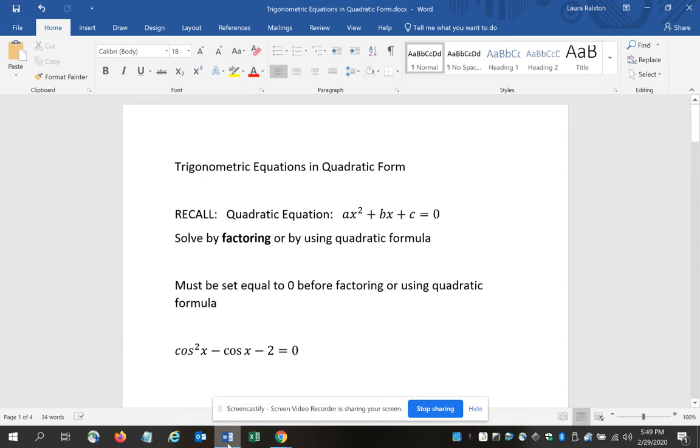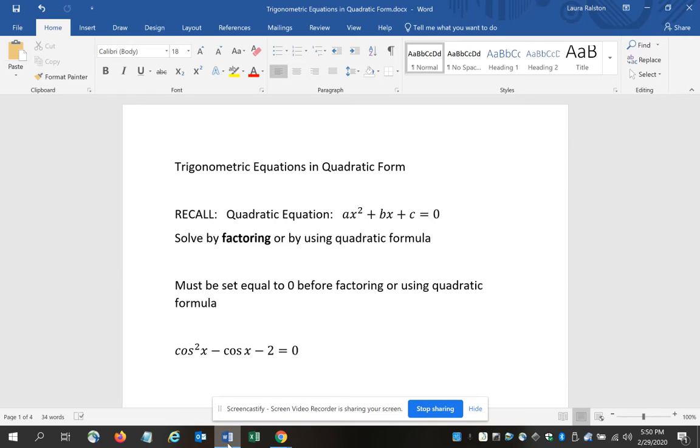In this video, we're going to look at how to solve trigonometric equations that are in what's called a quadratic form. You may recall from algebra or even from earlier in the semester that a quadratic equation is typically in the form ax squared plus bx plus c equals 0. And typically when you have a quadratic equation, we either solve that by factoring or using the quadratic formula.